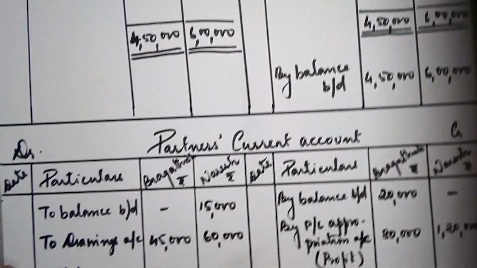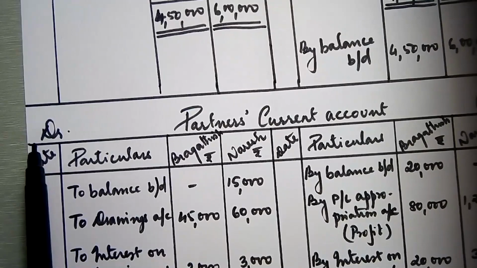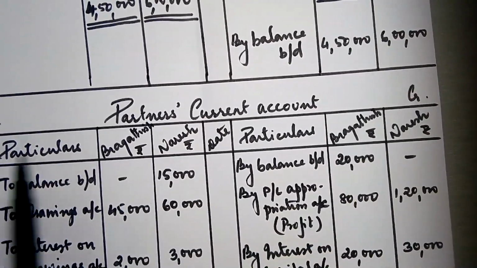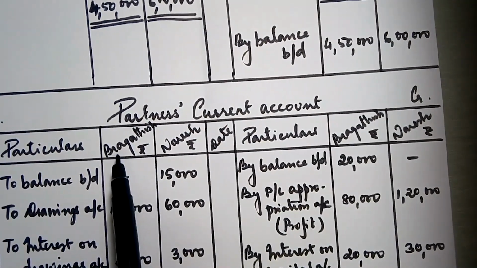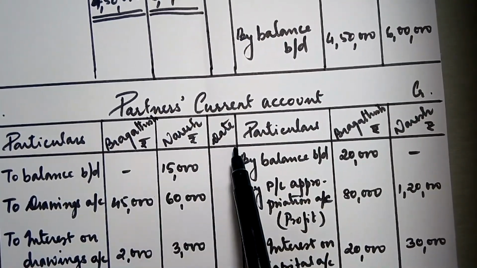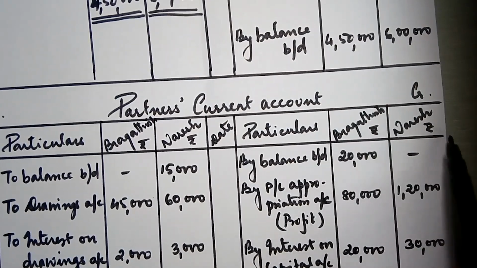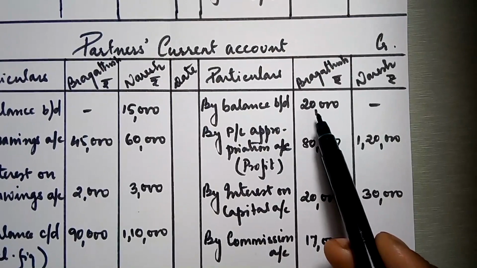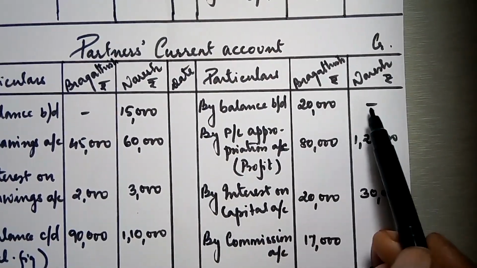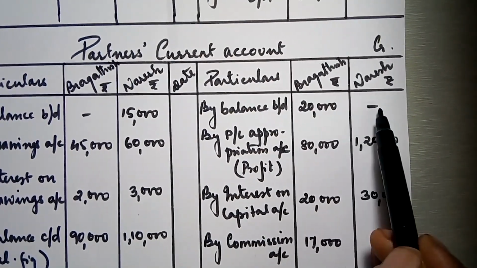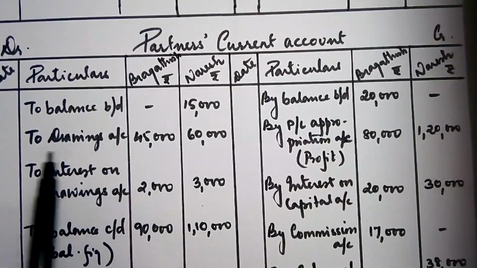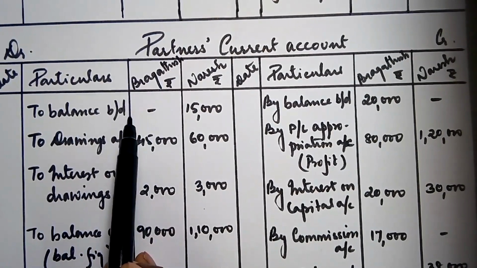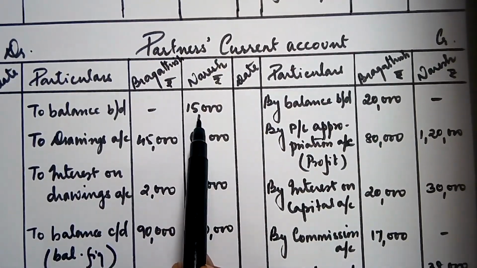Now let's see the partner's current account. You have a debit as well as the credit side. And then date, particulars. Again you write the person's name, Pragatish and Naresh. Then date, particulars, Pragatish and Naresh. Now by balance BD, the opening balance for Pragatish, they have given as credit. Put it in the credit side. For Naresh, they did not give over here. So you put a dash. But Naresh opening balance, they have written debit. So you bring it to this side. To balance BD, Pragatish is dash and for Naresh 15,000.